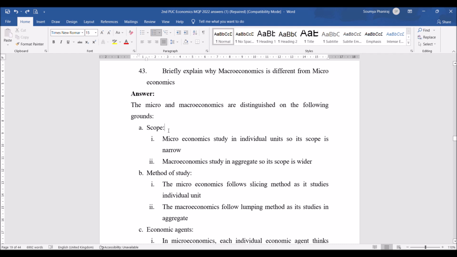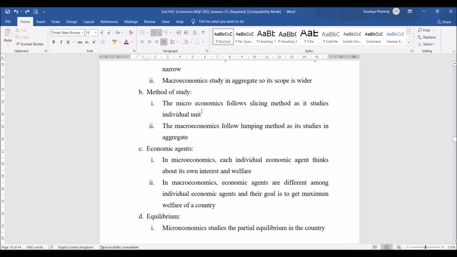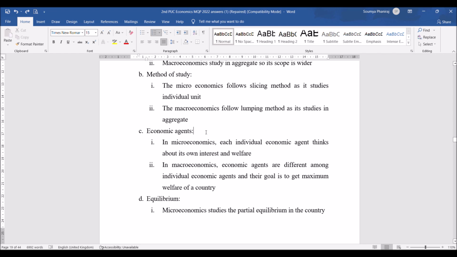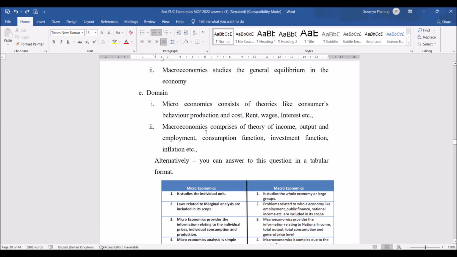It is the statement of difference. And what is scope under micro and what is scope under macro? What does it study? That can be written. In the same way, method of study is the point of difference. How micro differs in method of study and how macro differs in method of study can be explained here. Economic agents, equilibrium, domain.